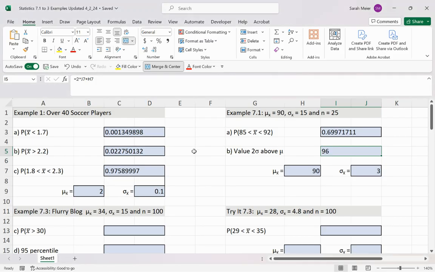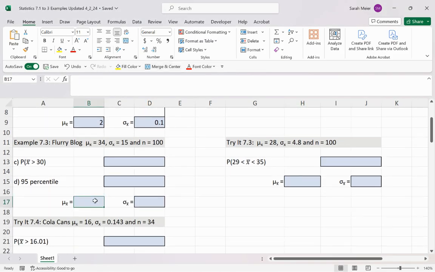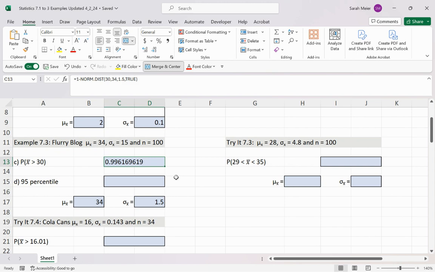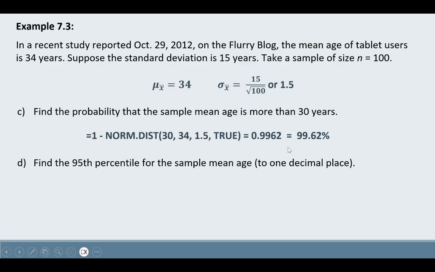So if we pop over to Excel, first we want to put in our mu sub x bar. We want to put in sigma sub x bar, so that's 15 divided by the square root of 100. And then our greater than problem is 1 minus the normal distribution with the number 30, comma, 34, comma, 1.5, true. So 99.62% chance that the sample mean age is more than 30.